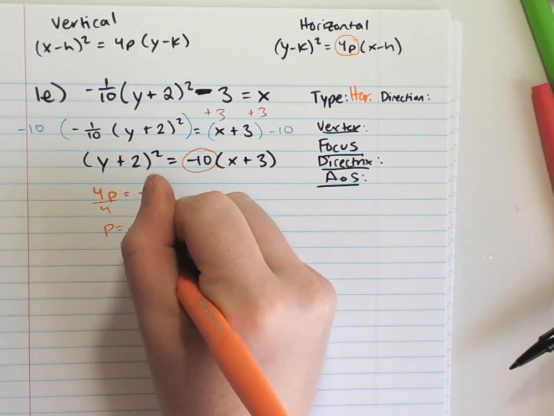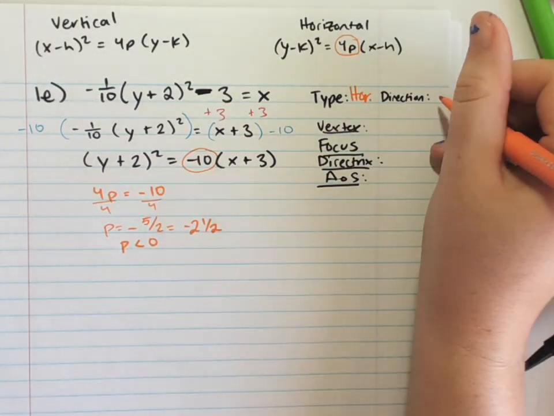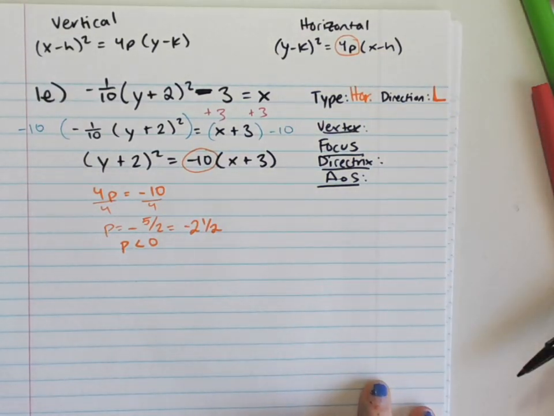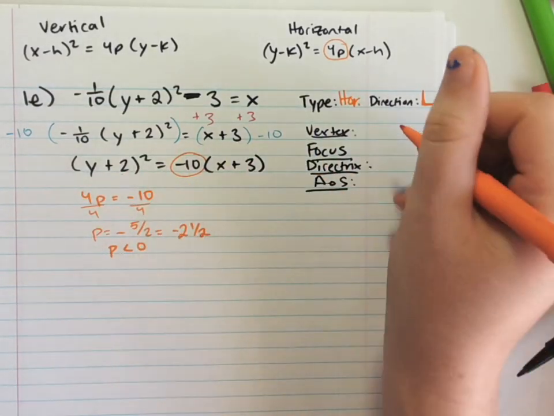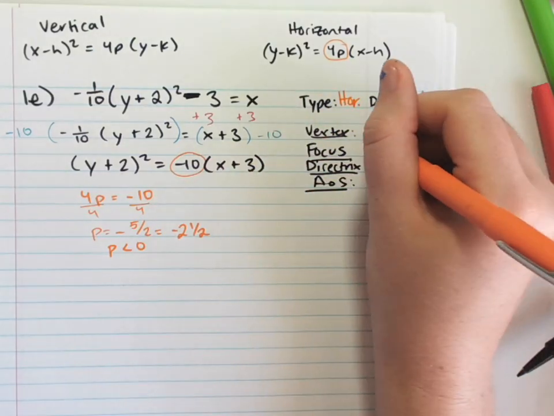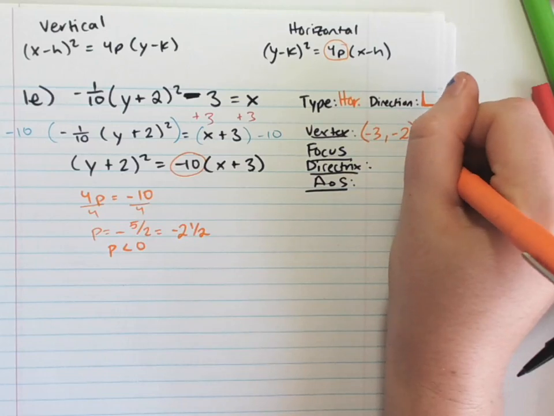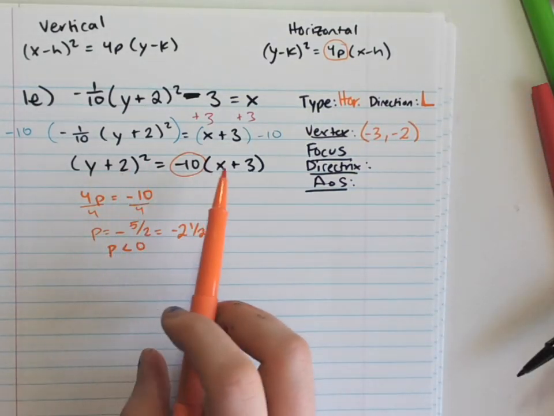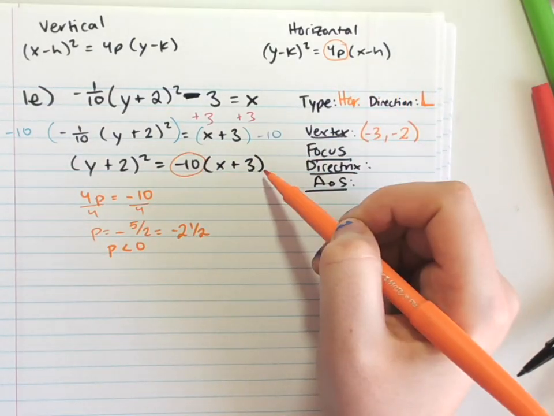P is less than 0, that's negative, so that means it's going to be facing the left. All right, our vertex, we're going to change those signs. The 3 goes to the x, so it's going to be negative 3, negative 2. I almost messed up. I almost put negative 2, negative 3, but since it's hk, h is right there.